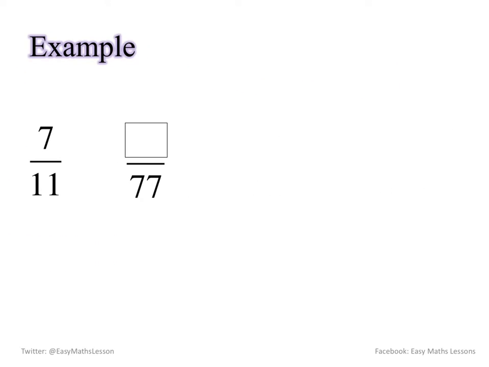Let's have a look at when there's no diagrams available. Now, this could be an exam question, and the question could say to find the equivalent fraction. So I know that from 11, if I times it by 7, I'll get to 77. But whatever I do at the bottom, I must do at the top. So 7 times 7 is 49. So 7/11 is the same as 49/77.